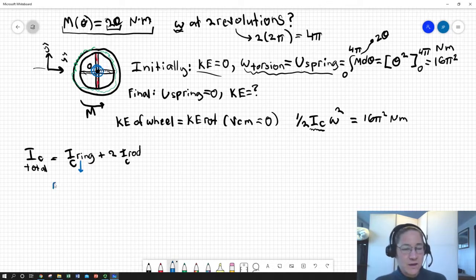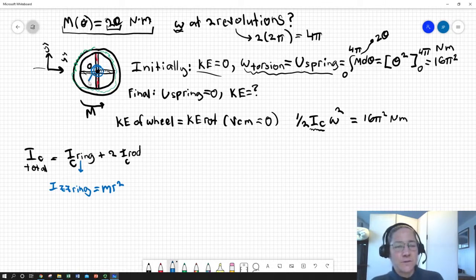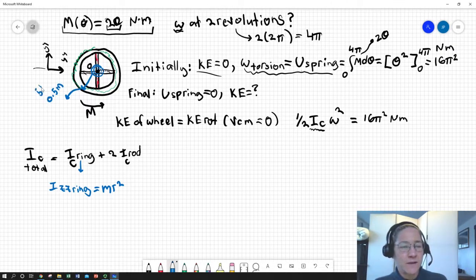You'll find it under something like I_ZZ ring, sticking straight up through the center, and that's equal to m r squared, where r is the radius of the ring. Looking at the problem, we're told that radius is 0.5 meters. I'll just draw it on there. We can use the average radius because it's thin. And the ring weighs 5 kilos. So I_ZZ ring is going to equal 5 kilograms times 0.5 meters squared.